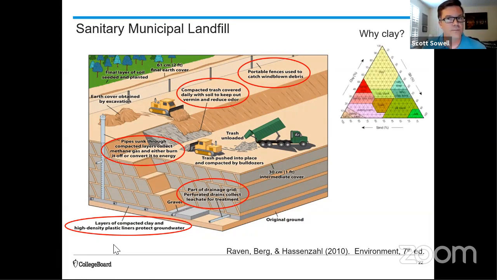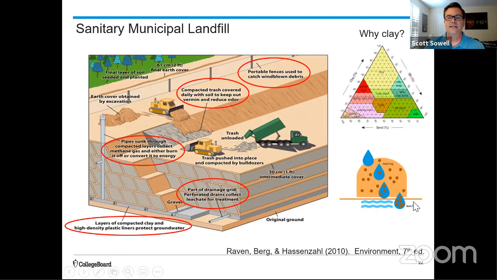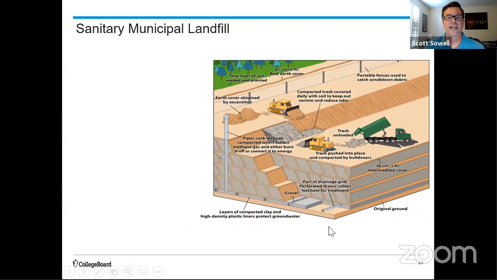Why clay though? So if you remember back to the physical properties of soil, we remember that clay has very low permeability. So it is going to act as a really nice boundary between the leachate and the groundwater. So a layer of plastic and clay is a great lining for the bottom of a landfill.